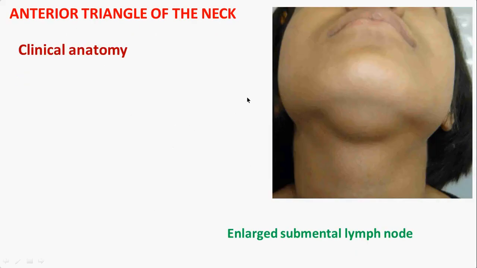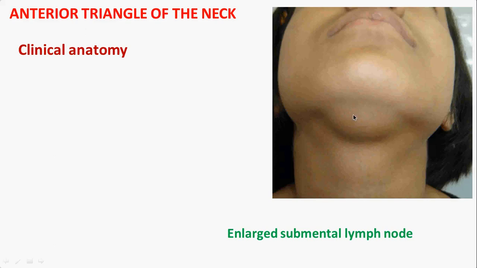Now we will see what are the midline swellings, from the base of the mandible to the suprasternal notch. So what are the midline swellings? This is the differential diagnosis. There can be many swellings in this region. So which ones are they?